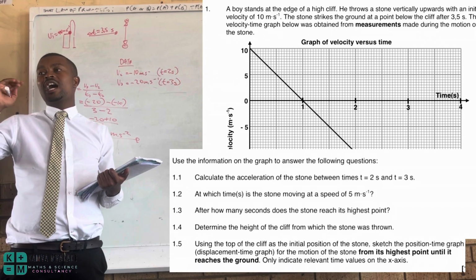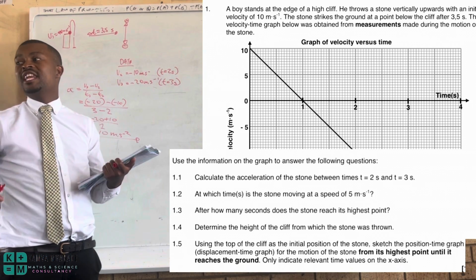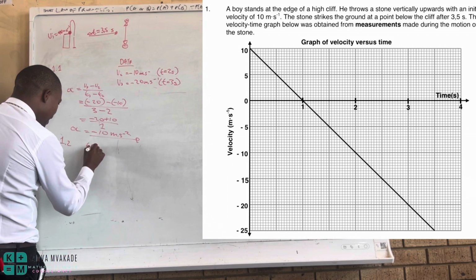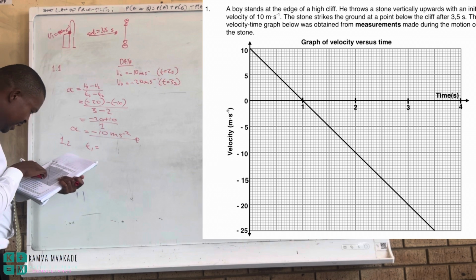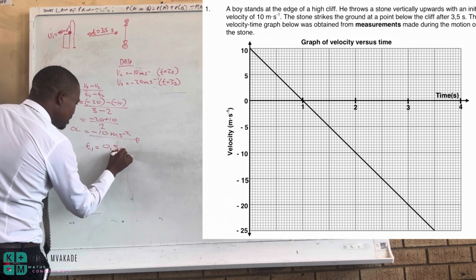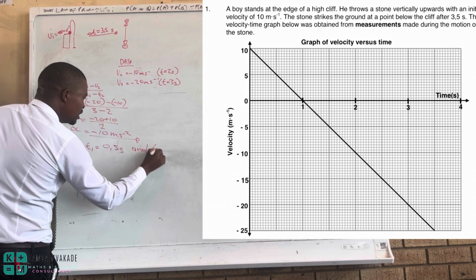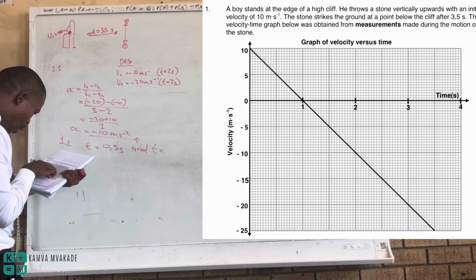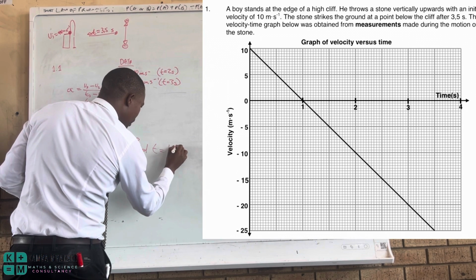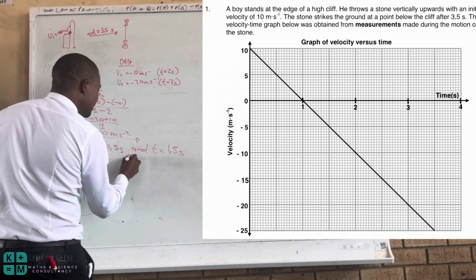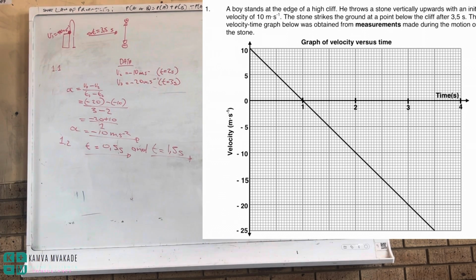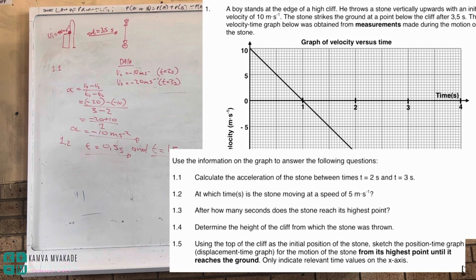So in this case, let's check positive and let's check negative. Remember, we want speed of 5 meters per second. That happens at 0.5 seconds, and t is equal to 1.5 seconds, where the velocity is negative 5. So these are the times where speed is 5 meters per second. Are we together, good people? Good.